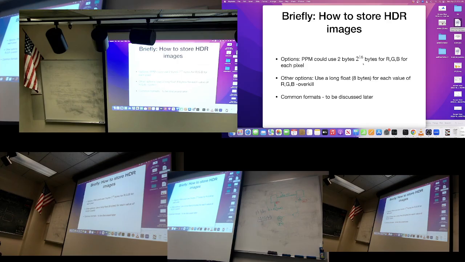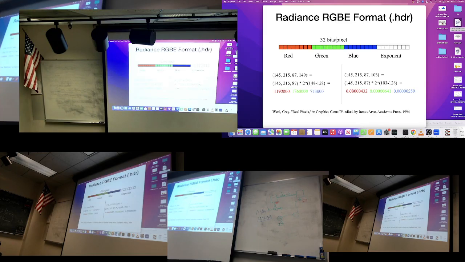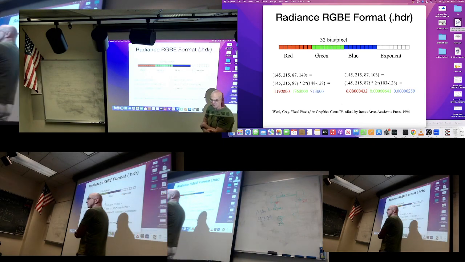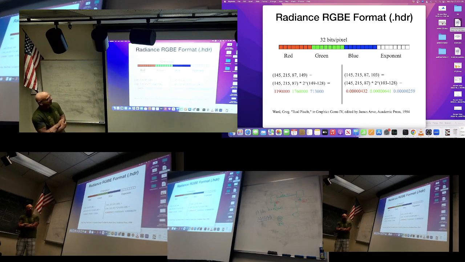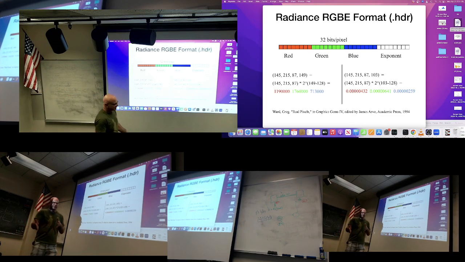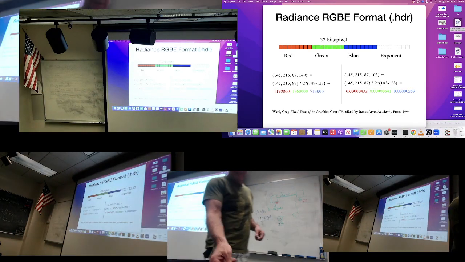For those in the PPM format, you can specify that it's 2 to the 16 bits. But there are other formats as well. RGBE is a popular format. I'm not expert enough to tell you if it's the most popular, but it's a popular format for high dynamic range images. And what does it compensate for?